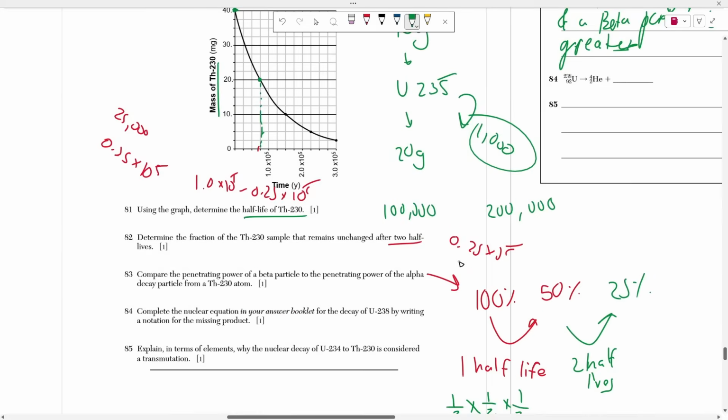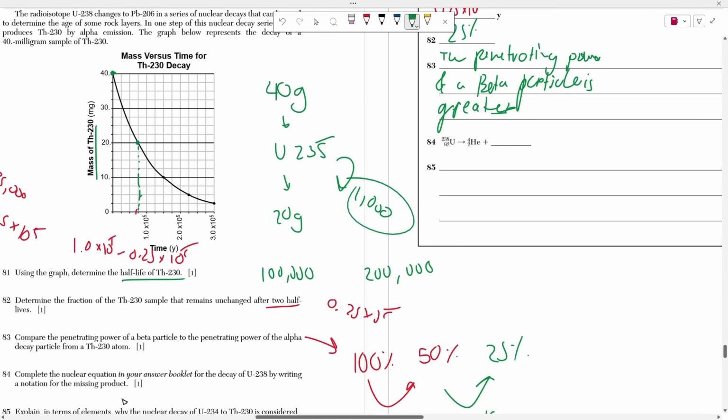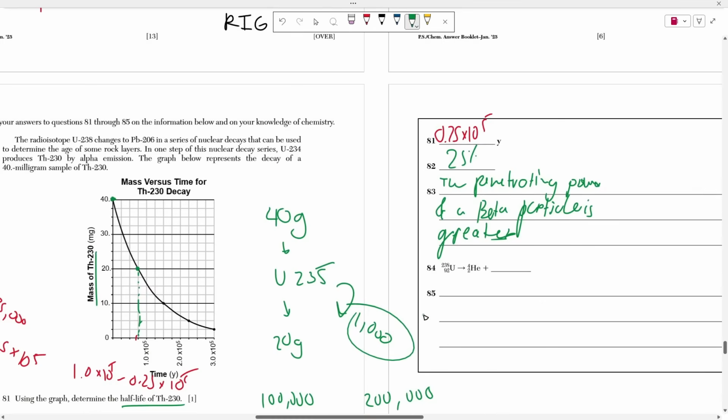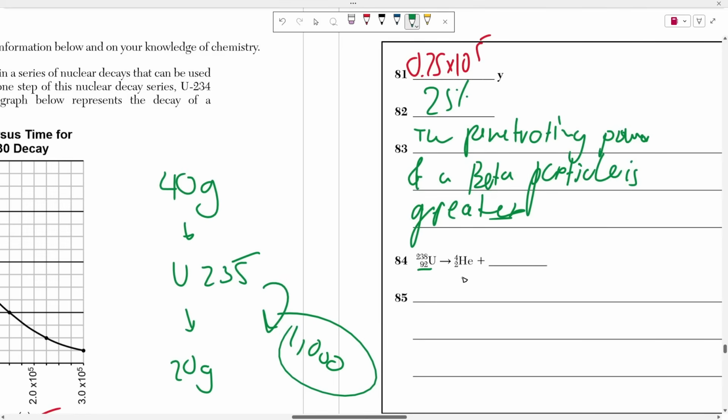So number 84 asks us to complete the nuclear equation in your answer booklet for the decay of U-238 by writing a notation for the missing product. So what has to happen here is the top numbers have to match up and the bottom numbers have to match up. What that means is right here we went from 92 and here we have 2. So this isn't balanced. What I need to do here is add whatever atom has 90 in that slot, okay?